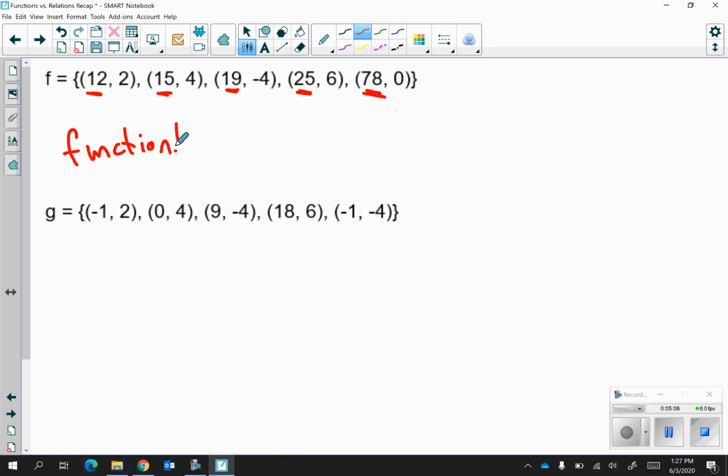However, in the next one, you're going to see we have -1 and -1. And if you look at the corresponding y values, we have 2 and -4. So on the function, if you're inputting -1, do you get out 2 or do you get out -4? It doesn't make sense. So we're going to say that it's not a function. Keep in mind that this one does have y values repeating, but repeating y values don't matter.